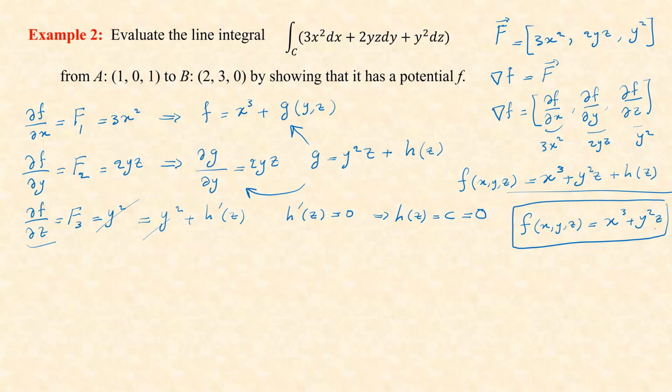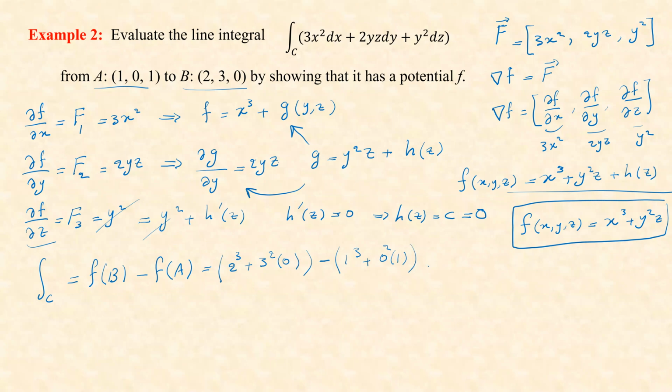And then we want to find the integral from A to B, where A and B are these two points. So the integral over curve C becomes this F evaluated at point B minus this F evaluated at point A. So at point B it becomes 2 cubed plus 3 squared times 0, minus 1 cubed plus 0 squared times 1. So that's 8 minus 1, which becomes 7.